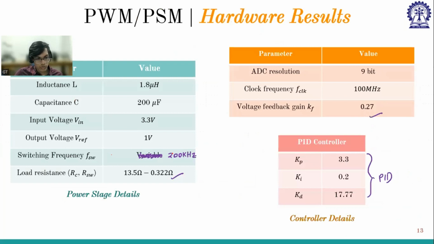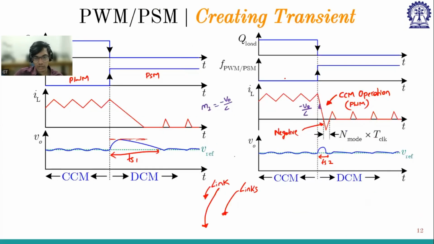So in the case of creating a transient event, what we are doing is, if you directly allow it to operate in DCM, then through this DCM operation, the time it takes for the output capacitor to discharge this extra voltage will be huge because it is only discharging through this path. The inductor current is not going negative. So what happens is it will take a lot of time.